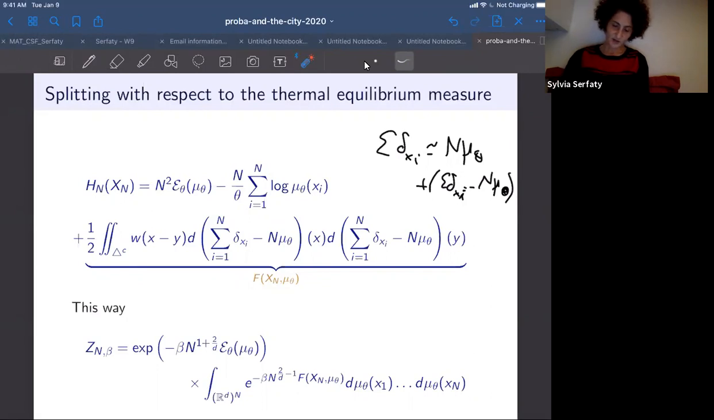So when you plug that into the partition function, you see some term comes out as a constant, this term. This thing comes back down and gives you integration with respect to the mu theta measure instead of the Lebesgue measure. It's like your points are sampled according to mu theta, but you count this F energy.